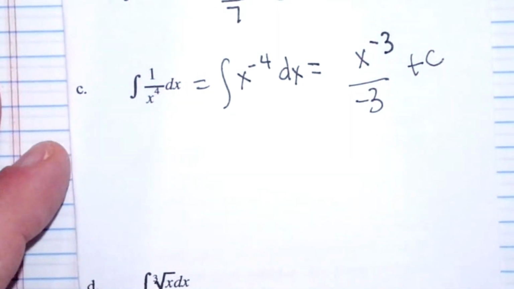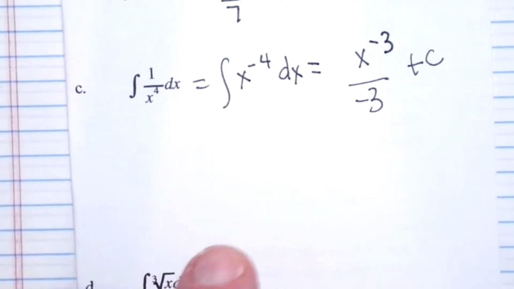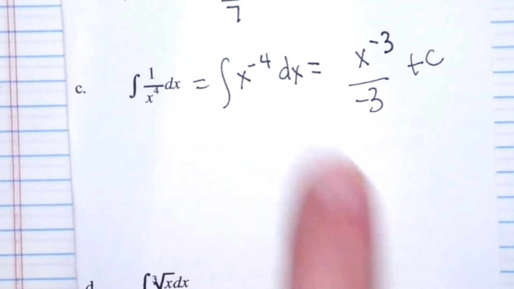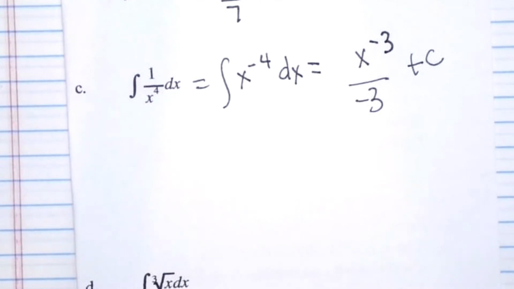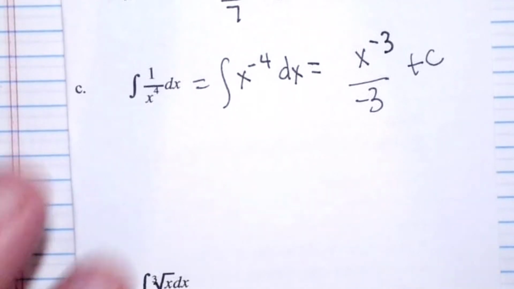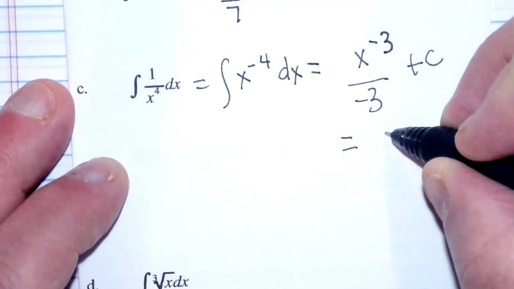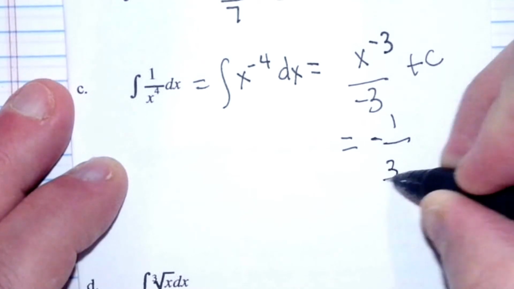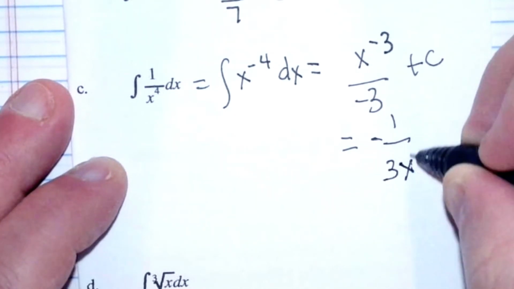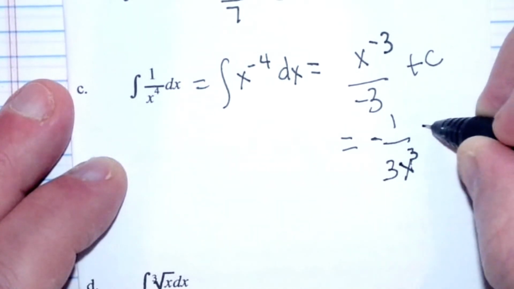And let me say a little bit about notation. This integral symbol, along with the dx, is the instruction to integrate. Once you've integrated, you want to get rid of that set of instructions. It's sort of like taking the square root of 25. Once you've found the square root, you drop the radical symbol. Anyway, let's rewrite this as negative 1 over 3 x cubed plus c.